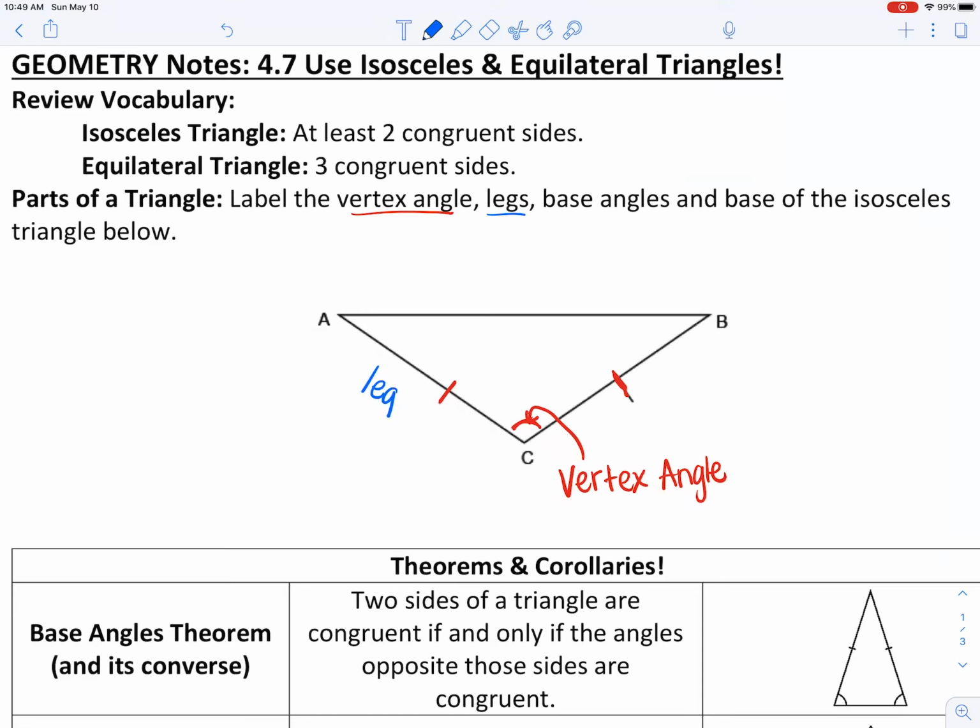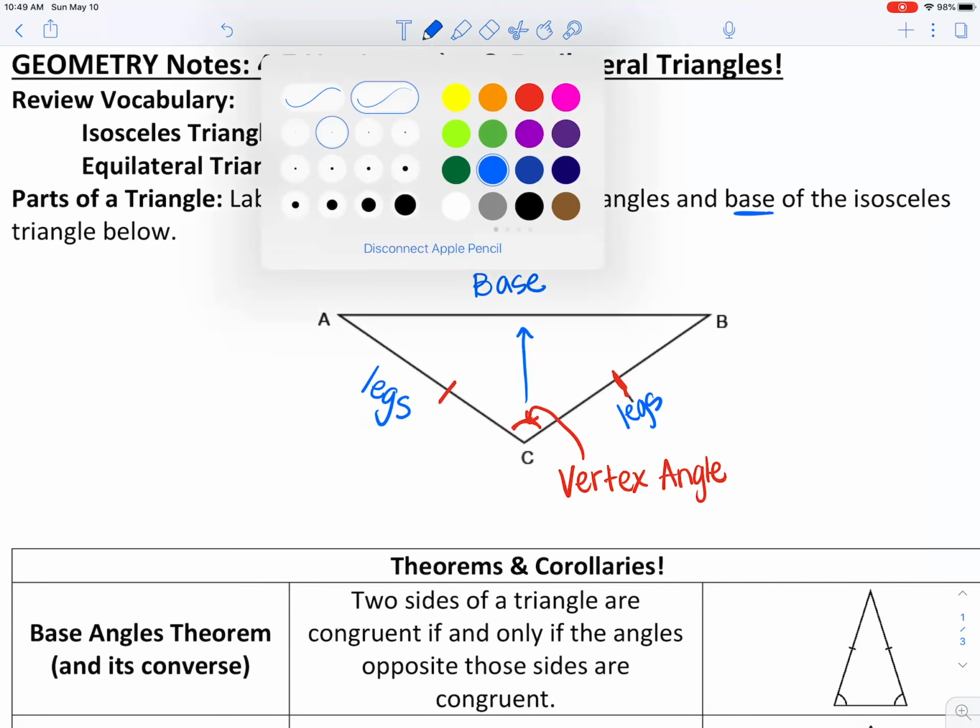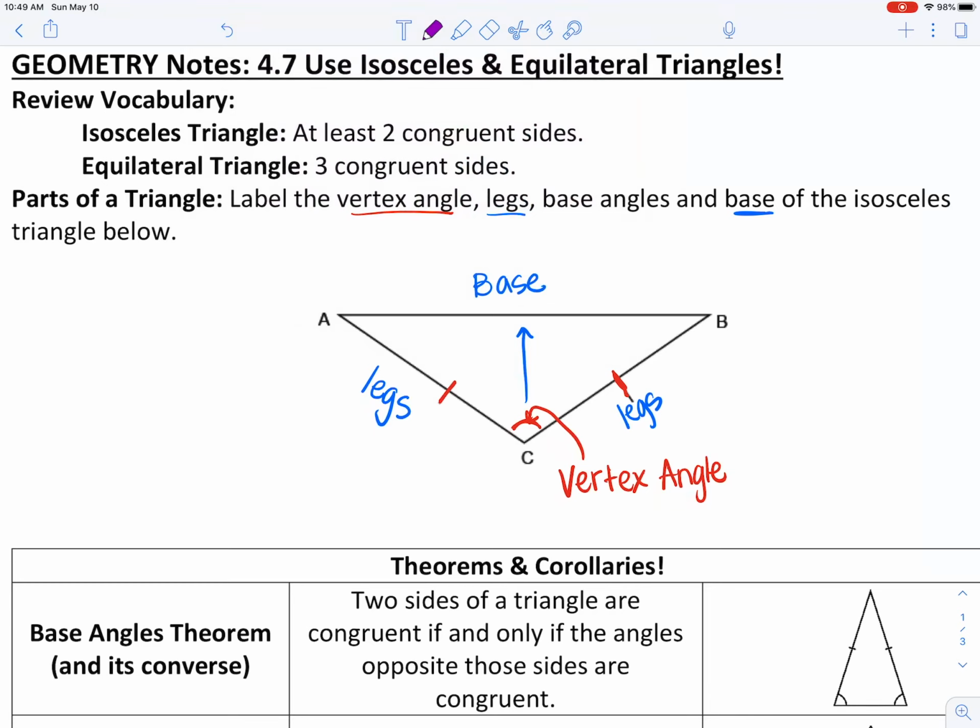The legs of a triangle, that is the two sides that are, in this case, congruent. They're the two sides that are on either side of the vertex angle. Okay, they're the same. I'm going to skip ahead to the base of the isosceles triangle. In this case it's on the top, but a lot of times you can think of it as the bottom of the triangle. It's the side that is directly across from the vertex angle.